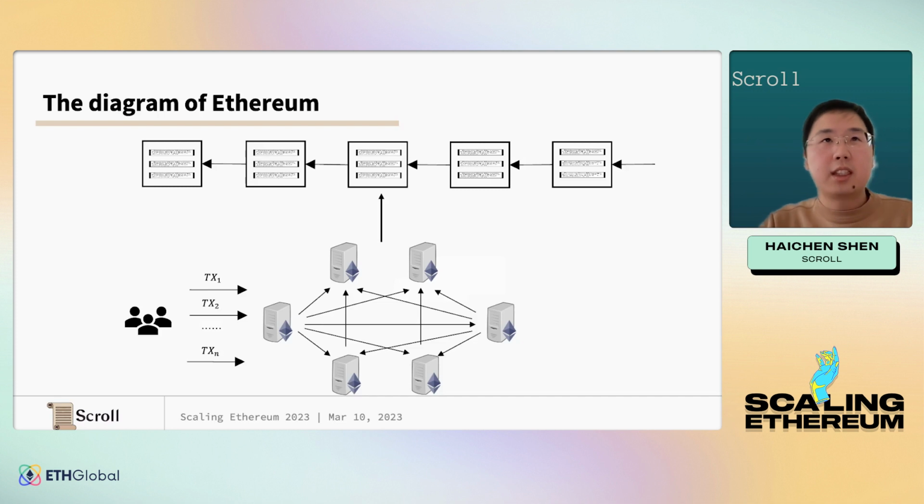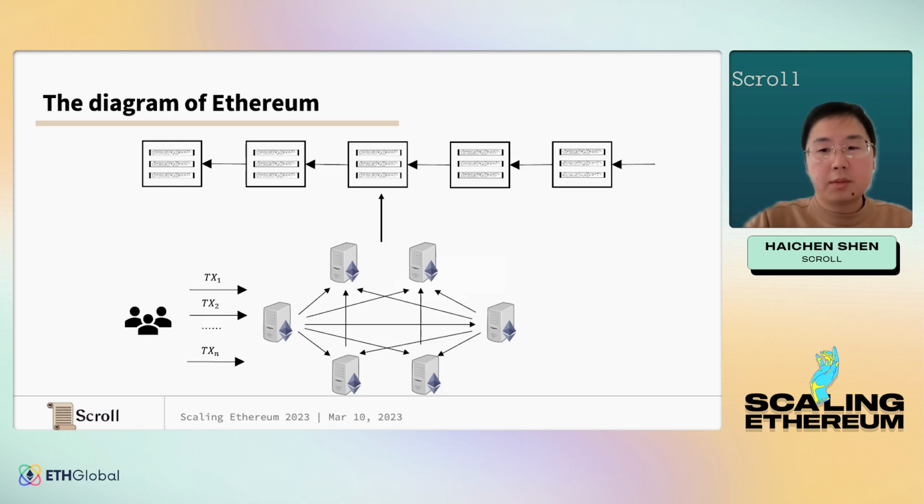To take a closer look at why Ethereum and other blockchains are not scalable, we can look at this diagram of how Ethereum works. Users send transactions to an Ethereum node, and then the transaction will be broadcast to a P2P network. The proposers then will submit a block, then everyone in the network will download this block and re-execute all of the transactions inside this block to reach consensus.